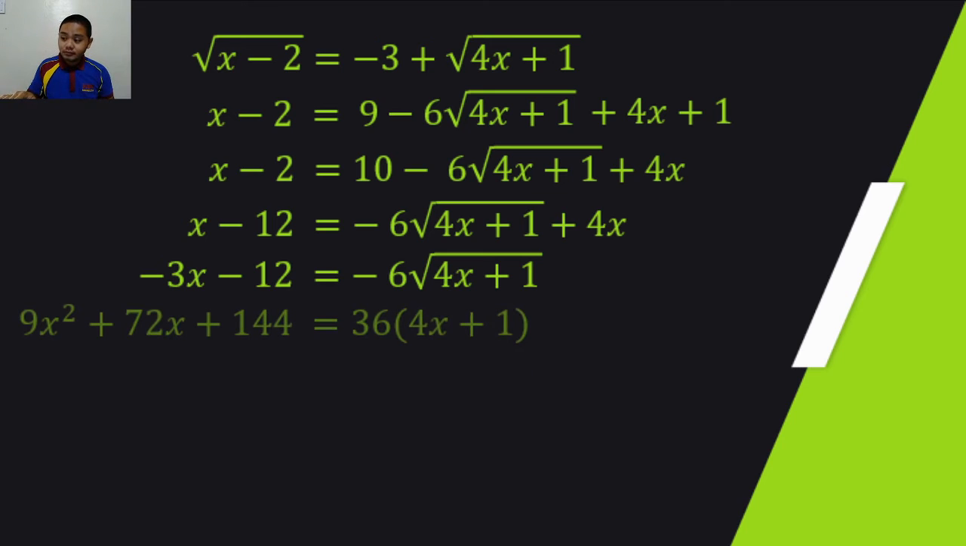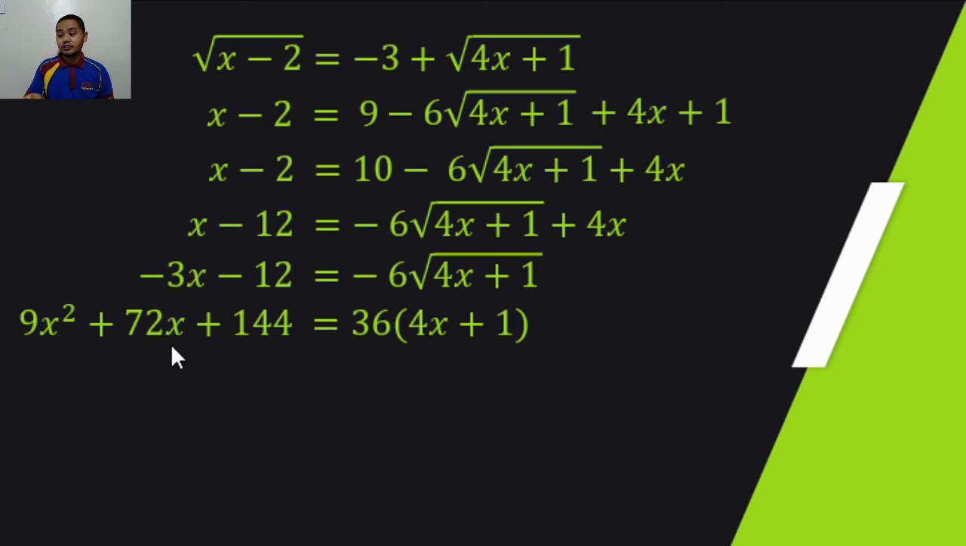equation. Pag in-square ko yung both sides of the equation, syempre, dito muna, square ng binomial. Square the first term, that is 9x squared. Square the second term, that is 144. Yung sa middle term naman, multiply the 2 and then double it. Negative 3x times negative 12, that is 36x, double it, that will be 72x.